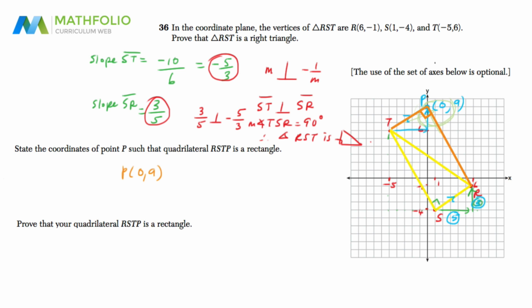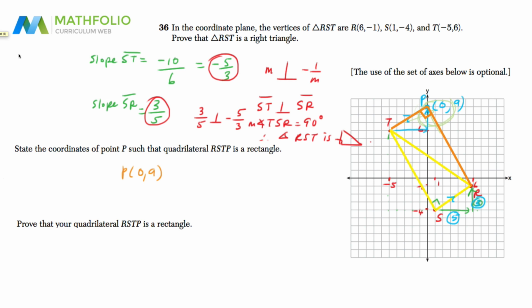Okay, the final part of question 36, and indeed the final part of this test, is asking us to prove that this quadrilateral RSTP is a rectangle. So we can do a 2-column proof. You can do a flow diagram proof. You can do a paragraph proof. So there's different ways to prove this.